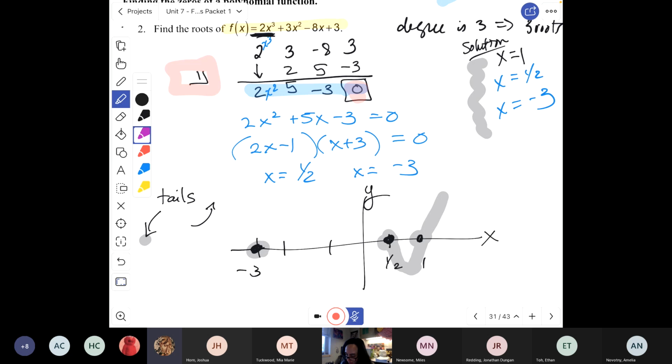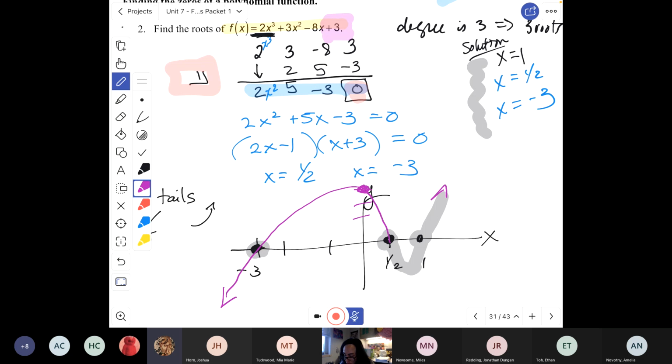And what is the y-intercept? (0, 3), right? So I could come over here to 3, and I know I'm coming up here, right? And then we said I'm going down here for the left tail. Now, this is a sketch. All sorts of crazy things could be happening here, and I can't really tell you. This is a sketch, though.